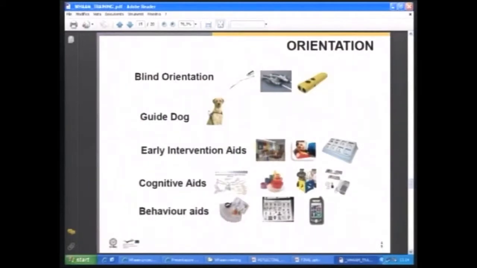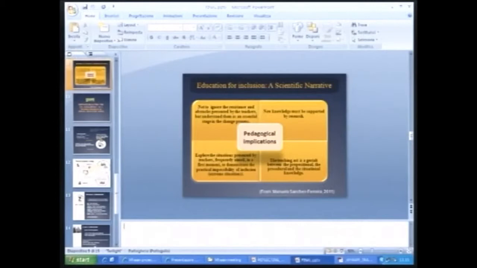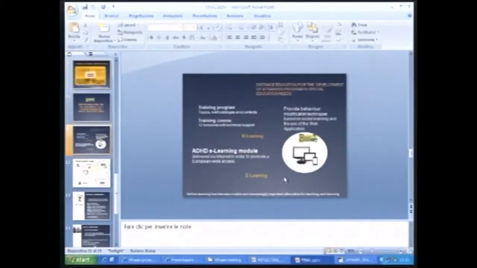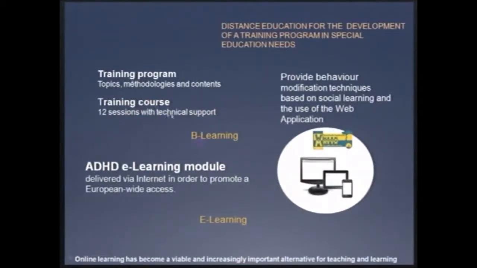And what is more important for us is in terms of orientation for blind, guide dog, early intervention, and this is the point where we want to get the cognitive aids and behavior aids. So we work a lot with learning management systems, and it's this learning management systems that we are going to do next in the project. So we are supposed to do a training program and a training course, which we mean to do in a b-learning system.